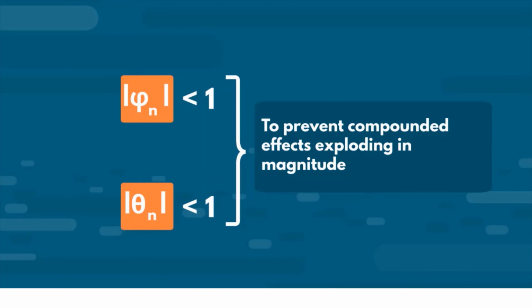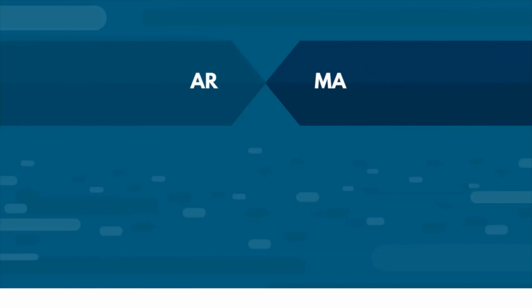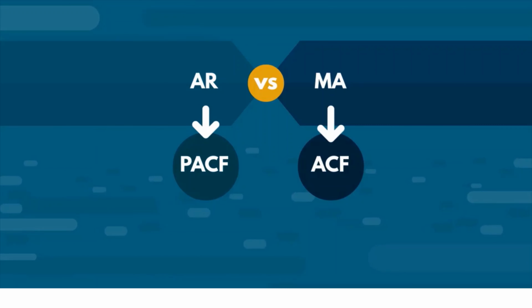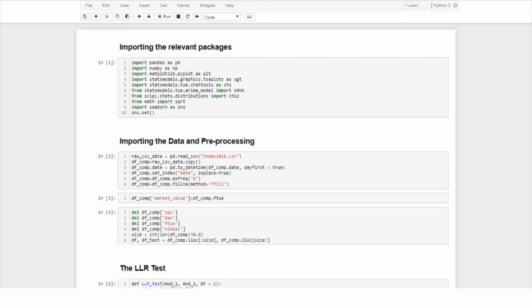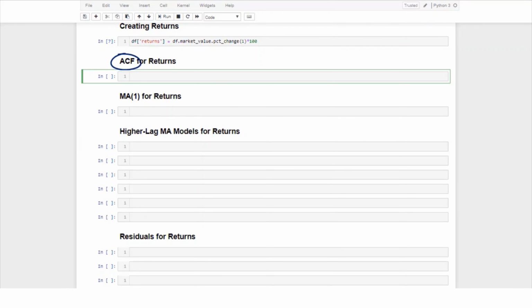Okay. Apart from sharing a lot of similarities, the two types of models also have several key differences. One such distinction between them comes in the form of determining the maximum amount of lags we are willing to include in our model. While with the autoregressive model we relied on the PACF, with moving averages we rely on the ACF. The reason is, the MA models aren't based on past period returns. Therefore, determining which lagged values have a significant direct effect on the present-day ones is not relevant. Anyways, the total accumulated effects accommodate for these unexpected shocks. Hence, the ACF plot provides us with information on how many lags our model should use.